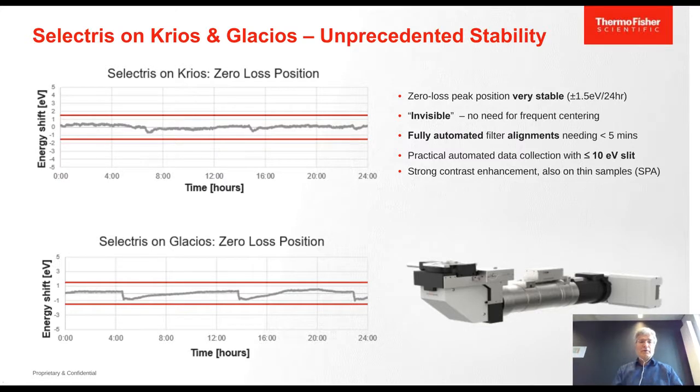In fact, it's closer to plus or minus 1 eV in reality. So it's extremely stable, and the small periodicities that you see here as a small dip in this measurement are related to the autofilling of the liquid nitrogen. As I mentioned, it's a very stable filter, so in case you have to do some frequent centering and tuning, it happens invisibly, because it's been fully integrated into our application software, and the fully automated filter alignments are also done relatively fast. Within less than 5 minutes, you've really done it.